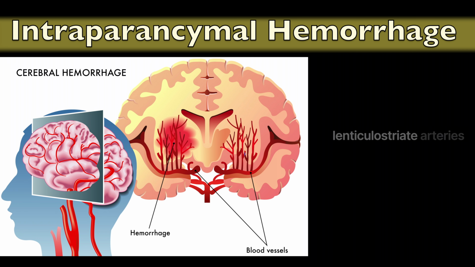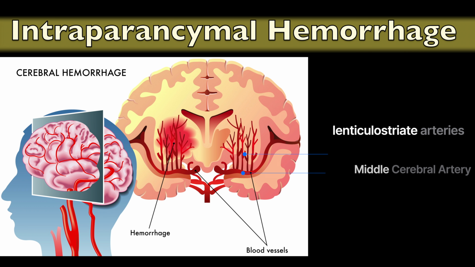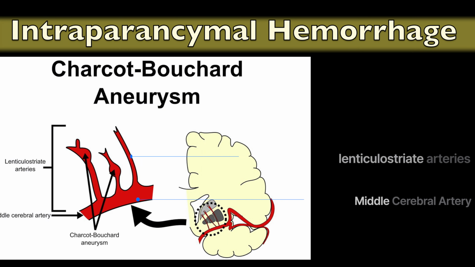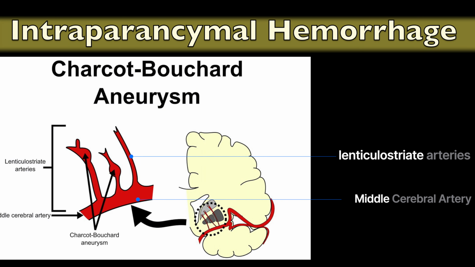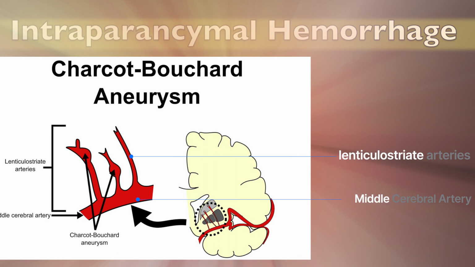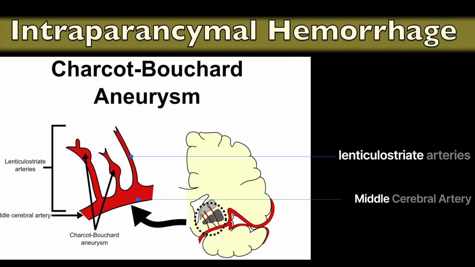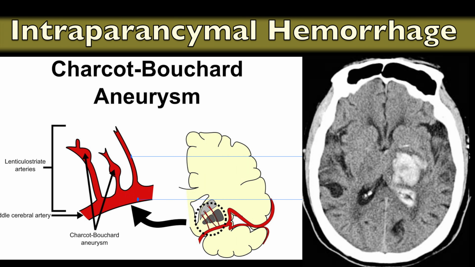So if we were to take the lenticulostriate arteries, for example, these arteries branch off of the middle cerebral artery on both sides to supply the deep part of the brain, as we talked about, such as the basal ganglia, the internal capsule. So with chronic hypertension, these arteries develop tiny aneurysms called Charcot-Bouchard aneurysms. And with ongoing uncontrolled blood pressure, these aneurysms one day could rupture, leading to intraparenchymal hemorrhage.